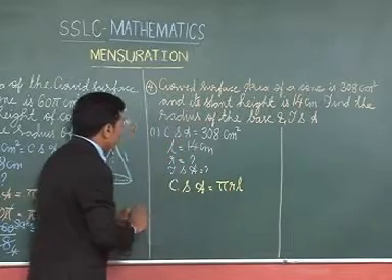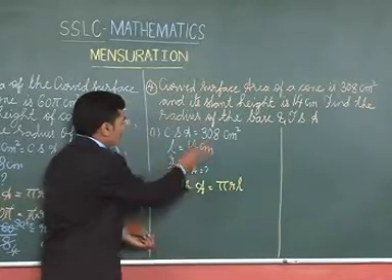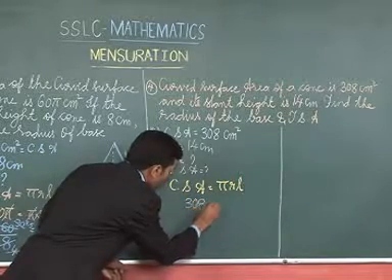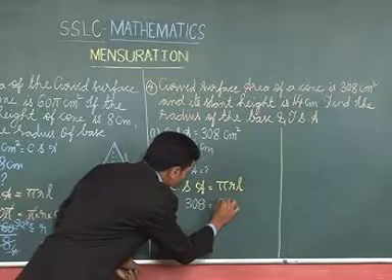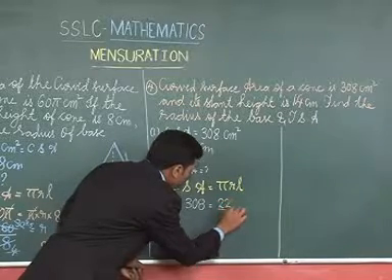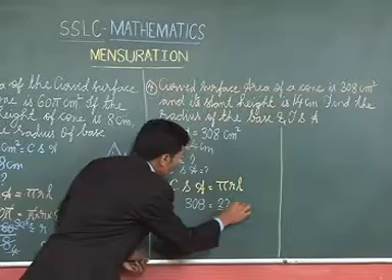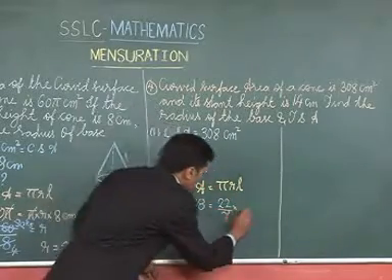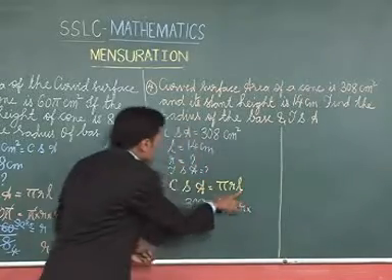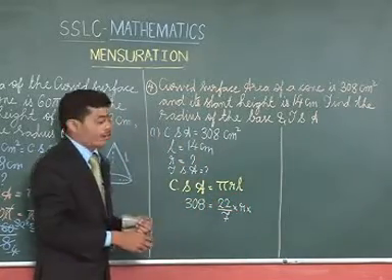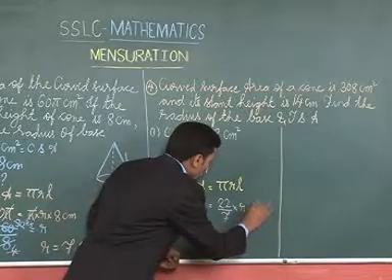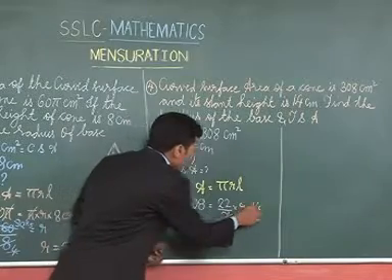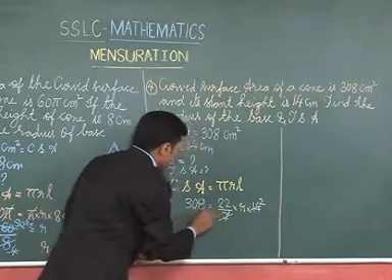Now, CSA, it is already given, it is equal to 308 centimeters square is equal to pi. What is the value of pi? It is 22/7. And radius is to be found out, it is not given. So, keep it as it is. And now, small l, that is the slant height, it is given and it is equal to 14 centimeter. Now, 7 1s are 7, 7 2s are 14.